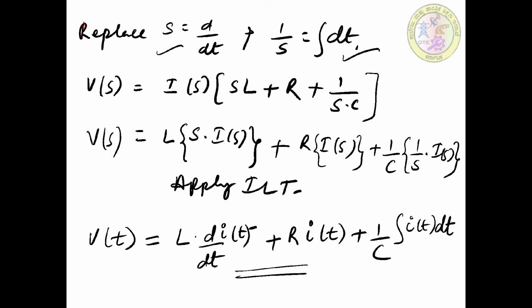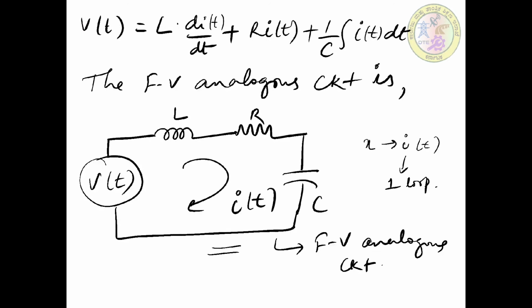As it is a single loop, we know that a single loop current I of t is flowing through the circuit. Using this equation, it is now possible to draw the circuit diagram. If you write the KVL for this circuit, it matches the above equation: V of t equals L into di by dt plus R into I of t plus 1 by C into the integration of I of t into dt. This is called the force voltage analogous circuit.